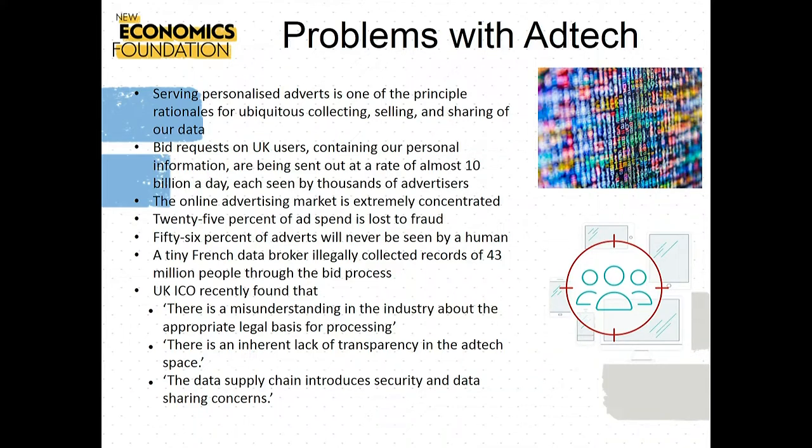And we're starting to see now the backlash from the European Information Commissioners. A French data broker recently was fined for using this ad tech stream, this stream of data that was being provided, to basically scrape data on almost 50 million people across the EU. And this was from a tiny data broker that nobody had ever heard of.